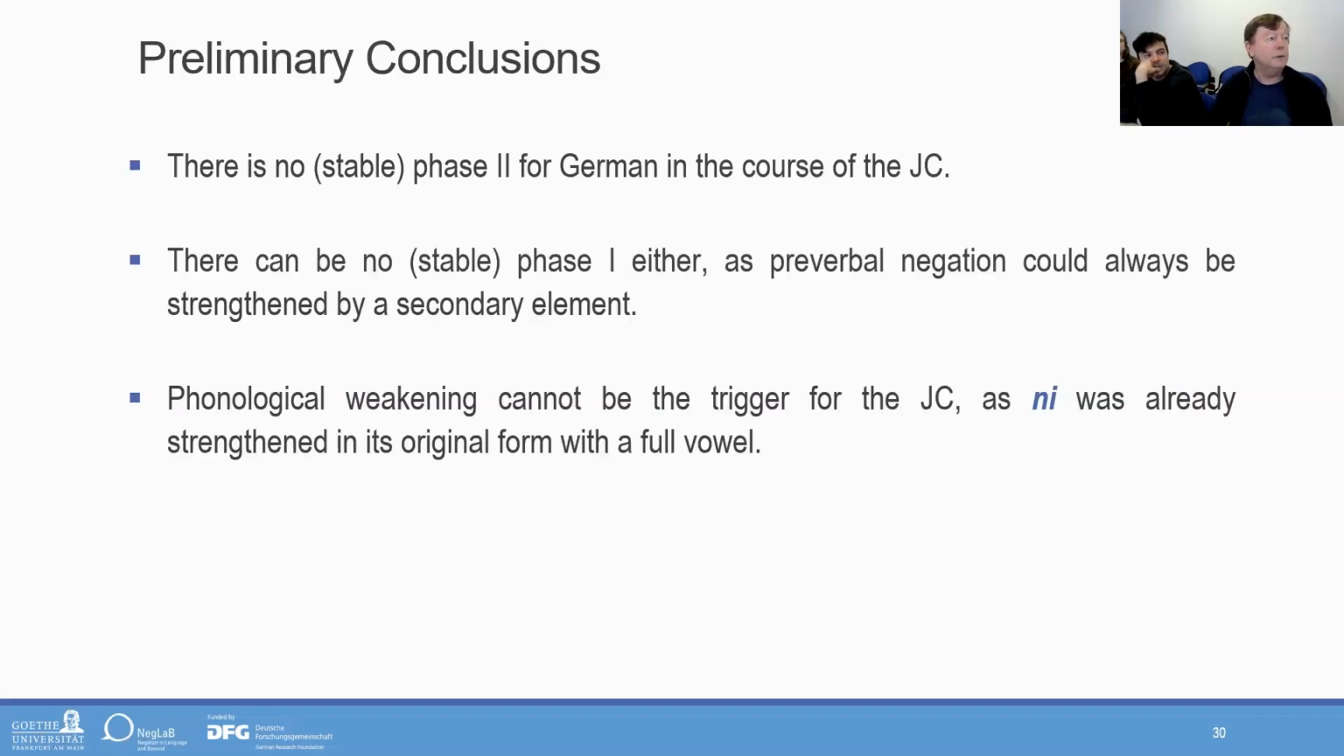Okay. Now I come to the preliminary conclusions. There's no stable phase 2 in German, and there can be no stable phase 1 either, as preverbal negation could always be strengthened by a secondary element from the beginning. And phonological weakening cannot be the trigger for a Jespersen cycle, as ni was already strengthened in its original form with the full vowel.